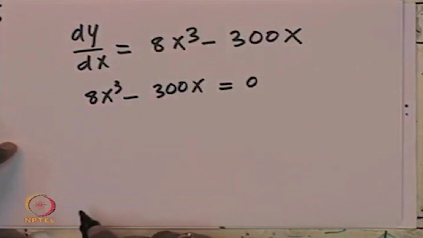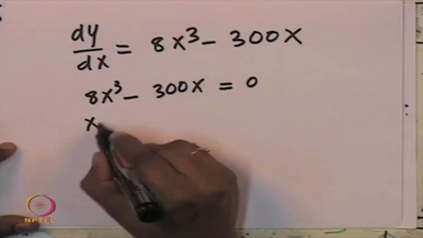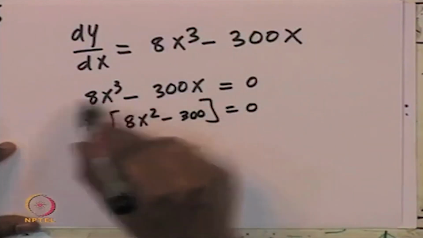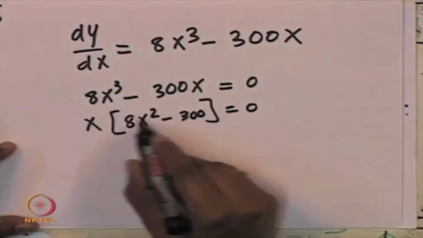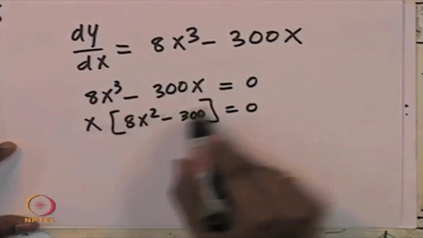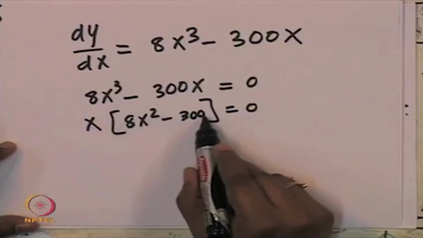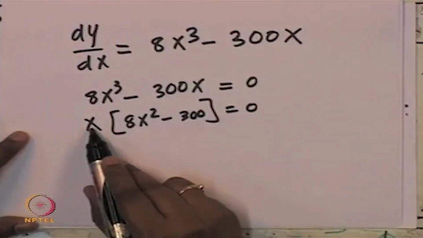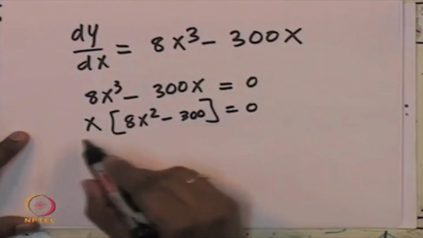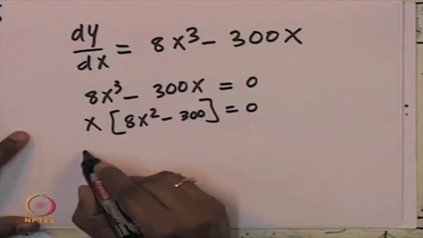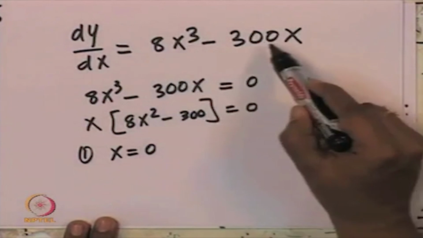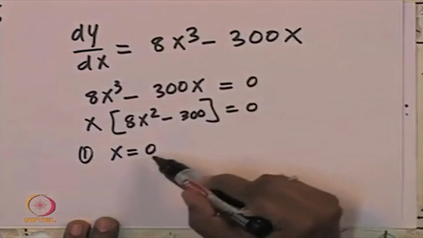Now, the question is, what is x? I can take an x common, and rewrite the left hand side as x times 8 x square minus 300 equal to 0. I take 1 x from here, 1 x from here; essentially I divided throughout by x. Now if this is equal to 0, this means either x equal to 0 or 8 x square minus 300 equal to 0. One solution is x equal to 0. When x is 0, the whole thing is 0. If you put x equal to 0, 8 into 0 is 0 and 300 into 0 is 0, so dy by dx is 0 when x equal to 0.